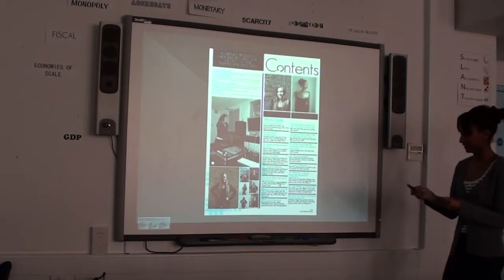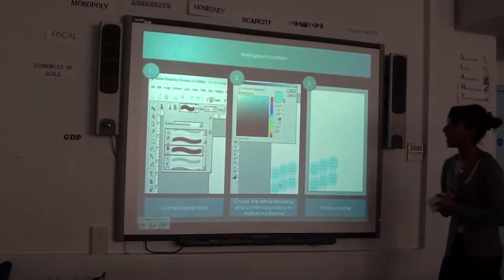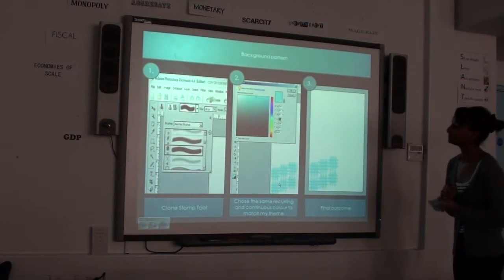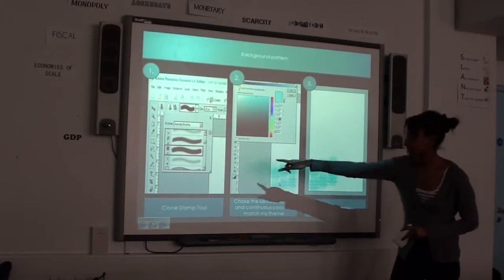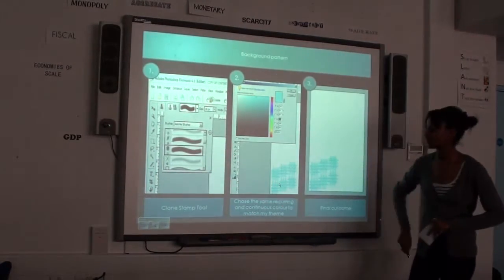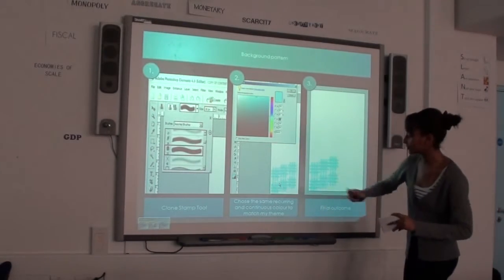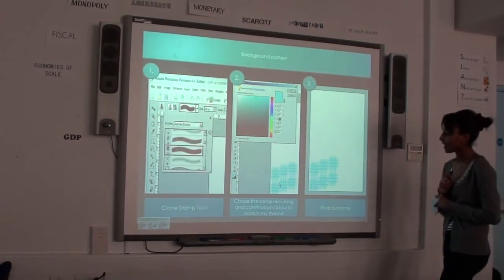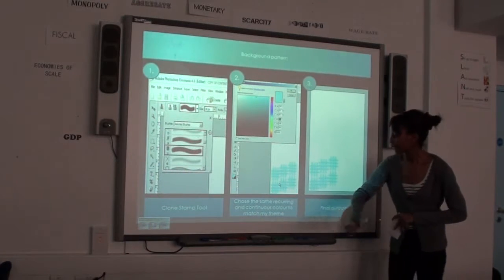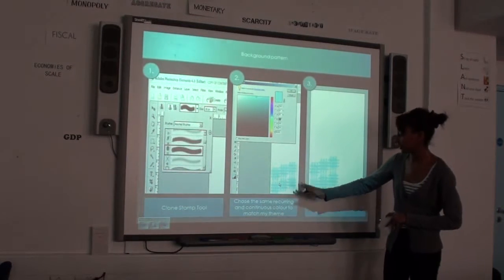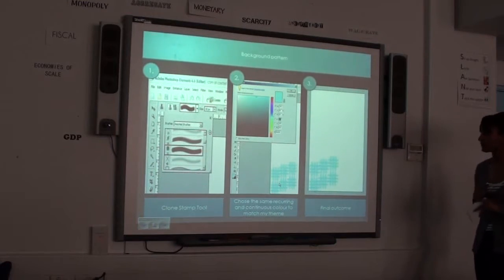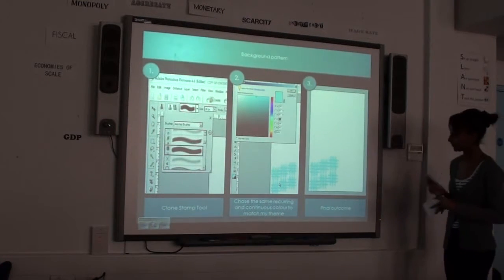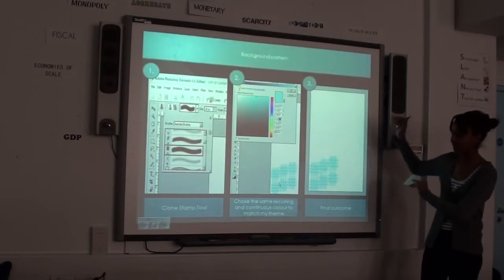For my contents page, I went on Photoshop again, and I used the clone stamp tool, and I used this particular pattern, which I thought was effective, and it stood out, and it's bold, and it's really clear. And then I went on the colour, and I changed the colour of it to have the same consistent and continuous theme to match my overall music magazine. And this is my final outcome. So this was my main initial background.